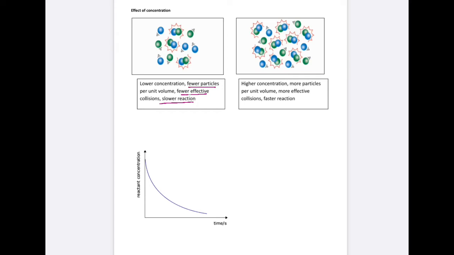As concentration increases, we're going to have more particles per unit volume, and more particles per unit volume mean more collisions, which imply more effective collisions, more successful collisions. Therefore, rate of reaction is faster.